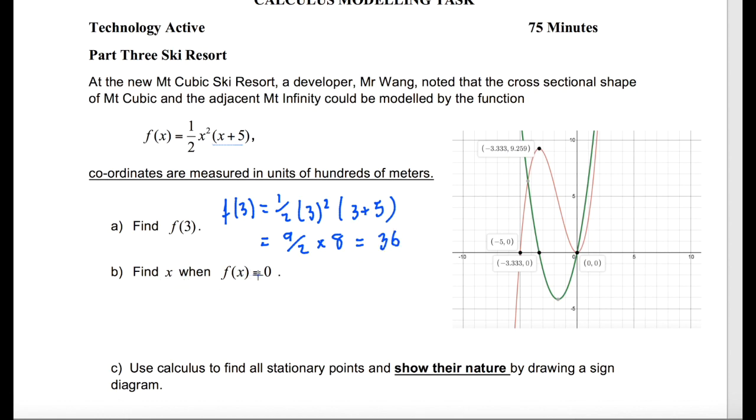Find x when f of x equals 0. So what we're saying there is a half x squared times (x plus 5) equals 0. We can immediately use the null factor law because we know either this equals 0 or this equals 0. So that leaves us with either a half x squared equals 0 or x plus 5 equals 0.